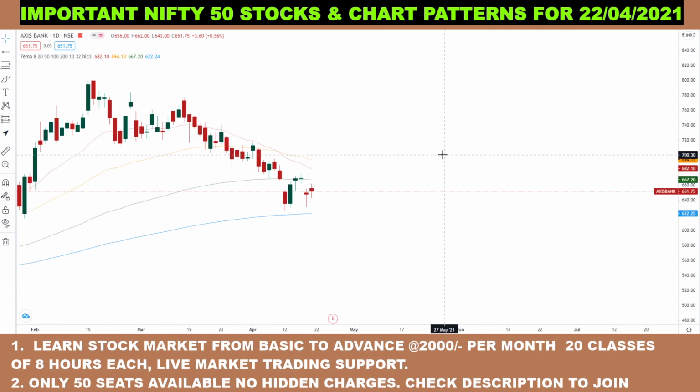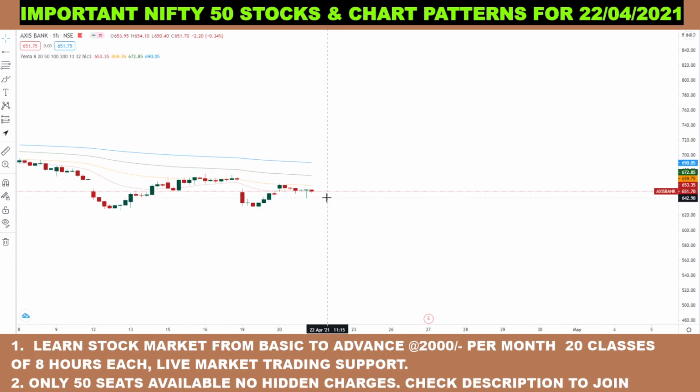So take this into consideration. If the stock opens flat and starts to come down below these levels, this level of 642, then only you can short this stock for a target of 629, 620 rupees.